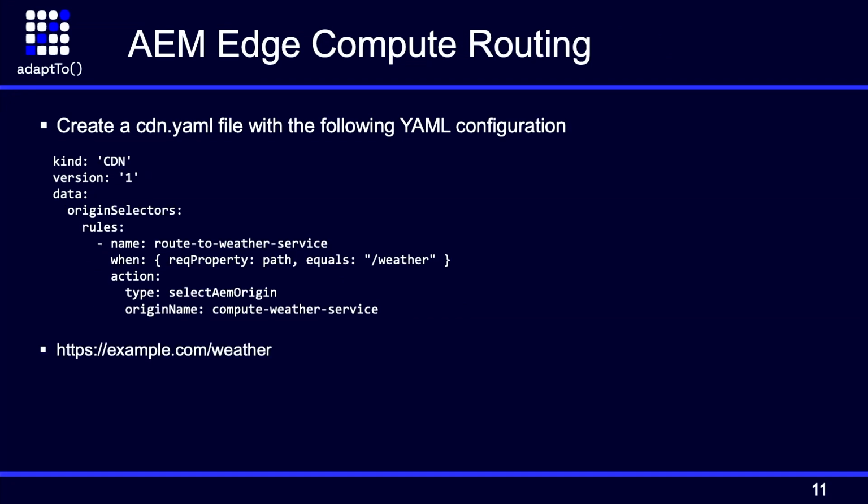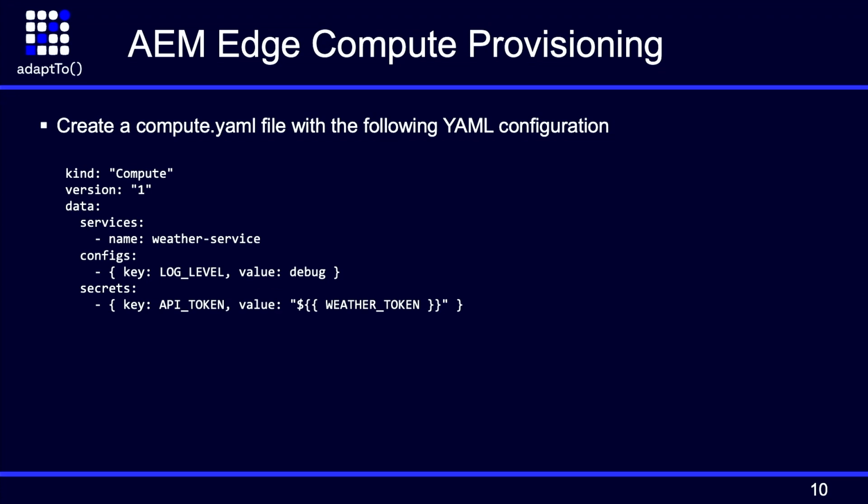Now, how can you configure the routing aspect? Here you create a cdn.yaml file if you don't have one yet. You create an origin selector rule where you give, as always, conditions to the rule. Here we want to route everything under the path /weather. And then we use an action of type select AEM origin, and we give the origin name as an argument, so it's compute followed by the service name that we just defined before.